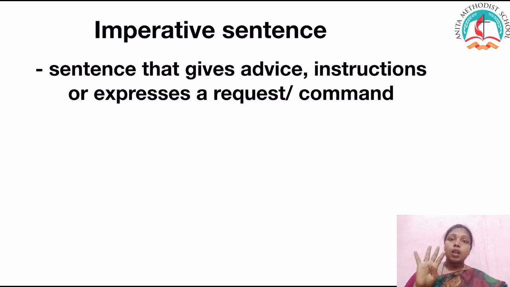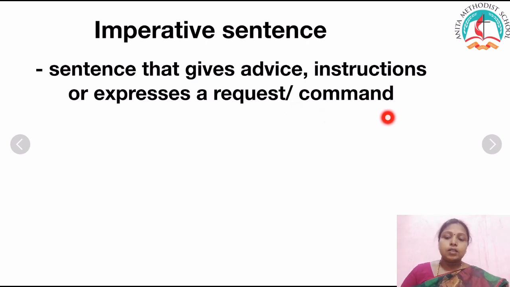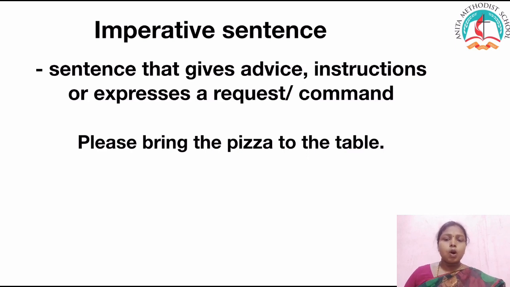Let's move on to the last one. The fourth sentence is the imperative sentence. Now let's see what is meant by an imperative sentence. An imperative sentence gives advice, instructions, or expresses a request or command. Sometimes I give advice to a person, sometimes I request a person, sometimes I make a command. For example, please give me a cup of coffee. So I am just requesting someone. Please shut the door. I am just commanding someone. So all these are imperative sentences.